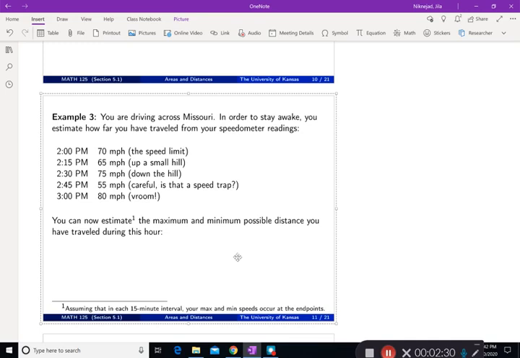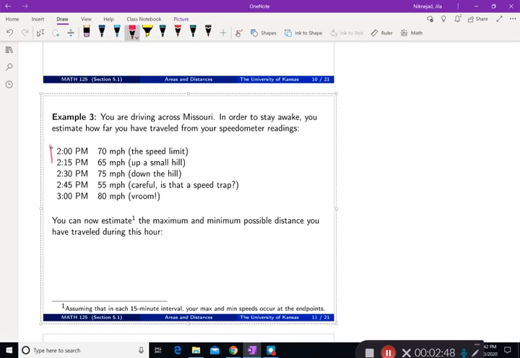You can now estimate the maximum and minimal possible distances you have traveled during this hour, right? You go with the maximum speed in each time interval. Look at the time intervals. One time interval is from 2 to 2:15. The maximum speed is 70 in that time interval, which is 15 minutes. The minimum speed is 65. Now, if I go from 2:15 to 2:30, the maximum is going to be 75, the minimum is 65. Again, another time interval.